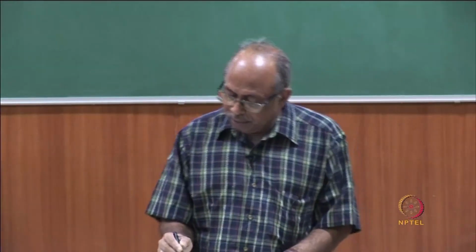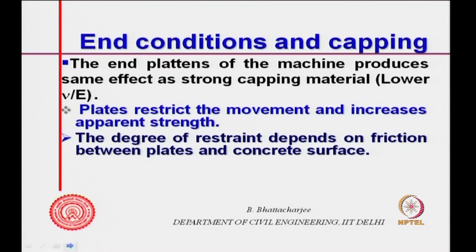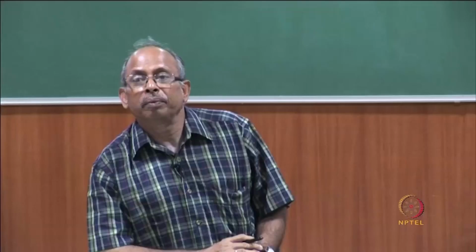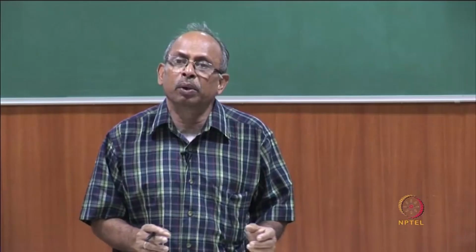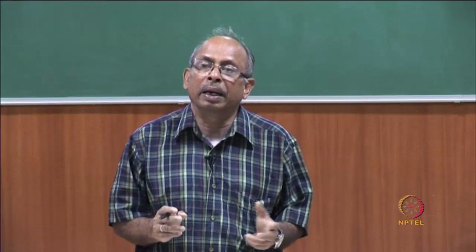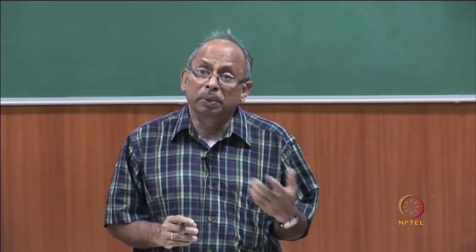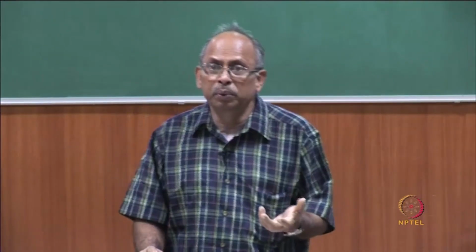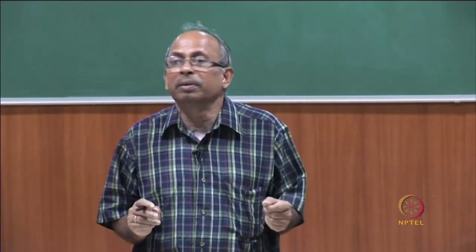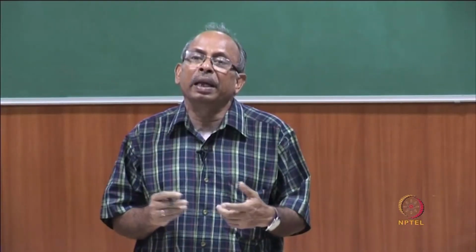So, the degree of restraint depends on friction between plates and concrete surface. For very low restraint capping material, let us say we put wax, the difference is quite evident from the cracking pattern. Wax is a very low restraint; it does not restrain because it is a weak, low-strength material, so it expands quite a lot, and therefore you find almost vertical cracks. Something similar, for example rubber or Teflon: it has high strength but low stiffness. So it allows expansion but does not fail itself, and therefore you will again find the effect of the plates is gone.